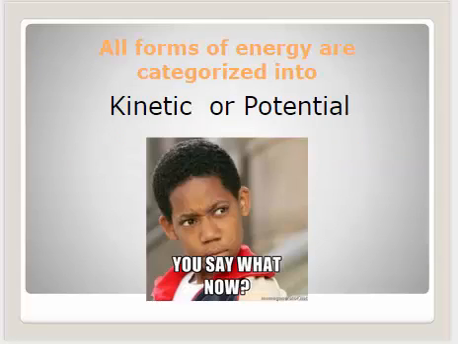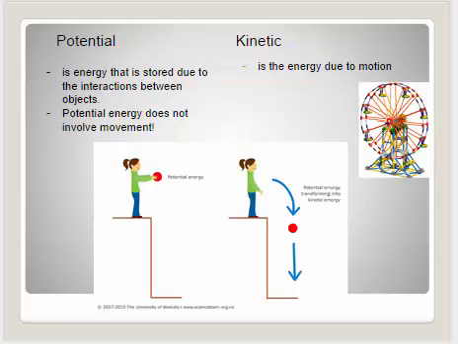Moving on, last lecture we talked about different forms of energy. Now we're going to talk about how those specific types of energy are categorized. Those categories are called kinetic energy versus potential energy. In order to explain this concept, let's go through the terms first.